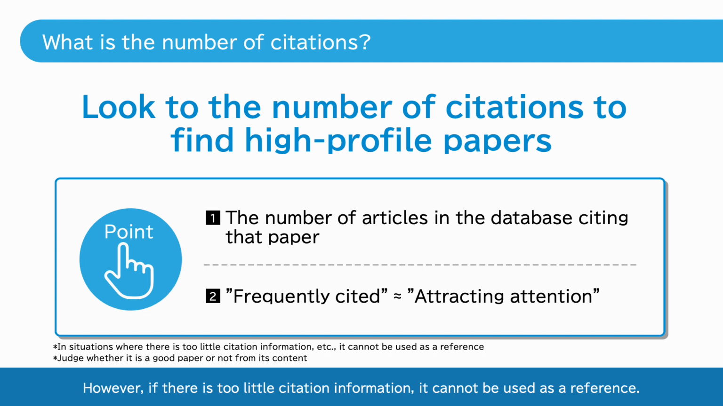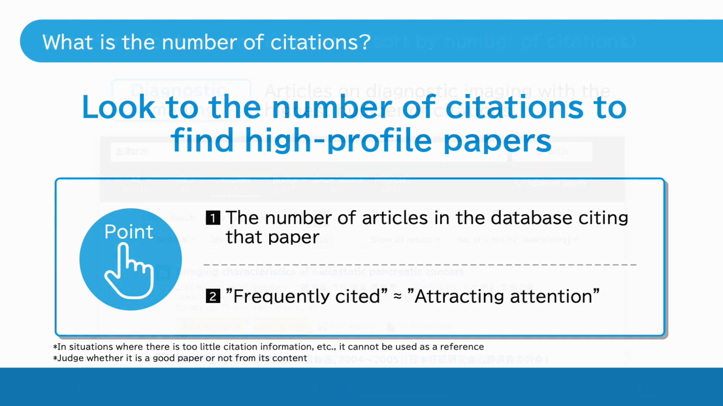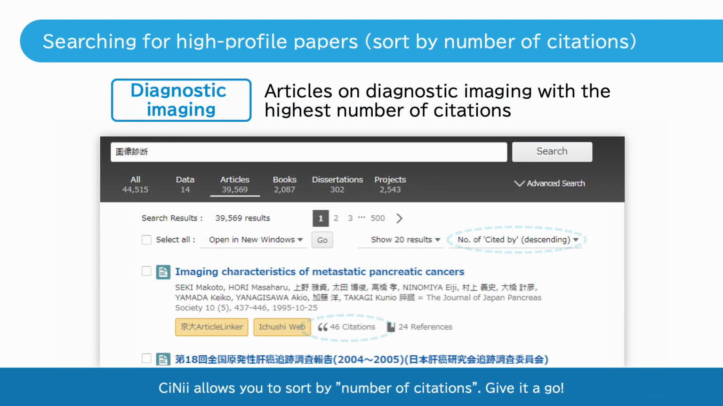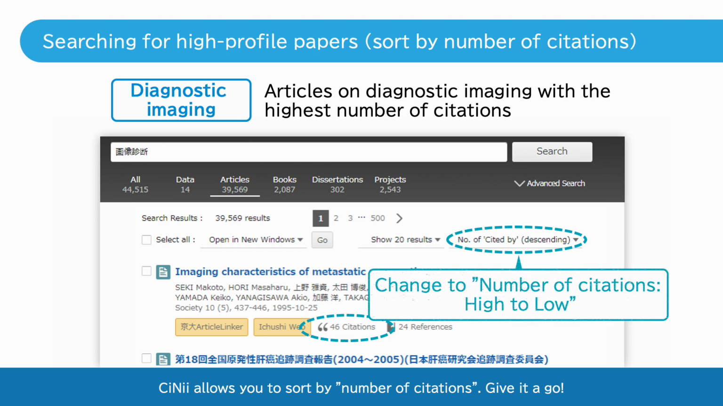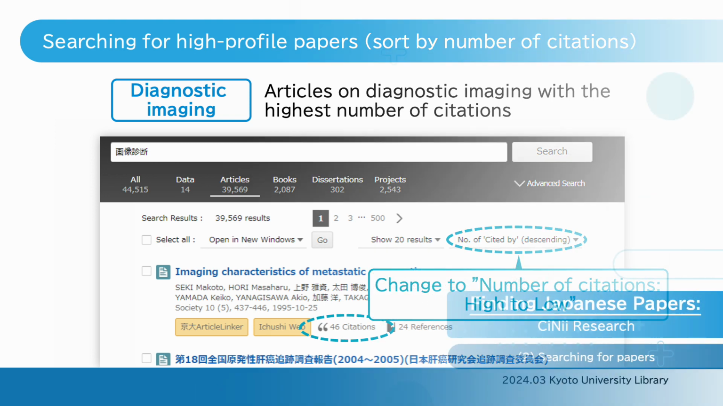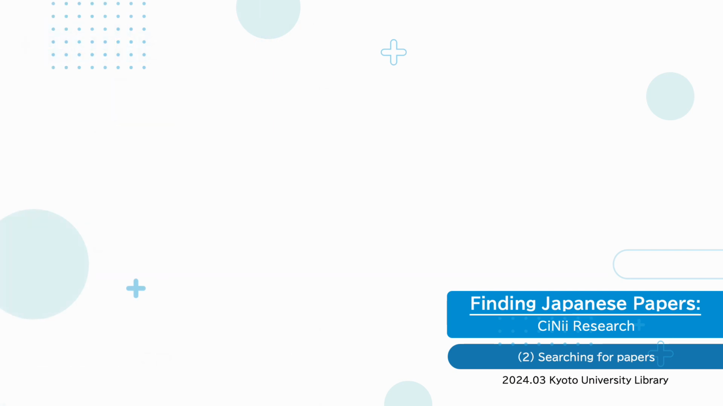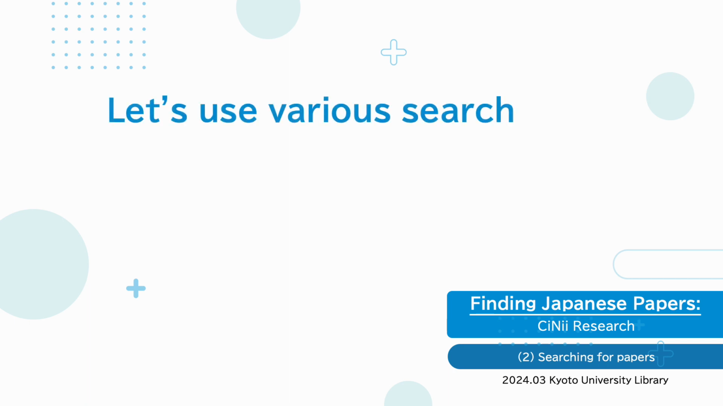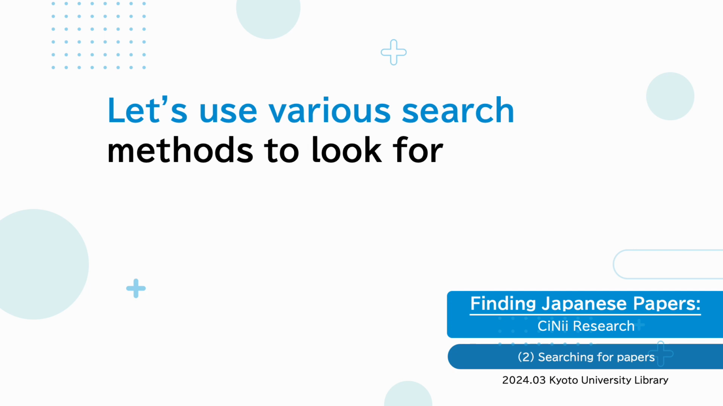However, if there is too little citation information, it cannot be used as a reference. You should also read the paper yourself to determine if the content of the paper is good. CiNii allows you to sort by number of citations. Give it a go. We have introduced how to search for articles using CiNii research. We encourage you to be creative and search in a variety of ways to ensure you don't miss anything.